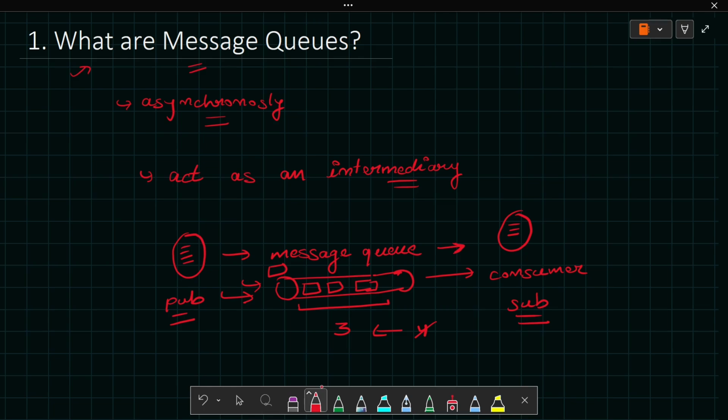So what are the key characteristics of a message queue? It allows components to communicate without needing to be aware of each other's existence. The publisher doesn't know about the subscriber and the subscriber doesn't know about the publisher here. So this leads to a decoupled architecture. This enables a decoupled architecture.